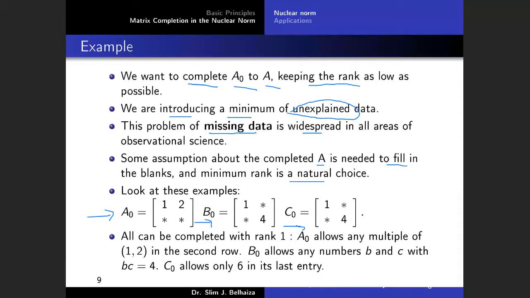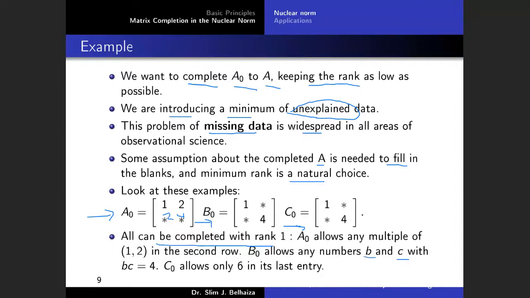So one of the possibilities is to fill it in here. This is the observation: all can be completed with rank 1. For example, 0 allows any multiple of 1, 2 here. So you can put, for example, 2, 4, or 3, 6. Got it?